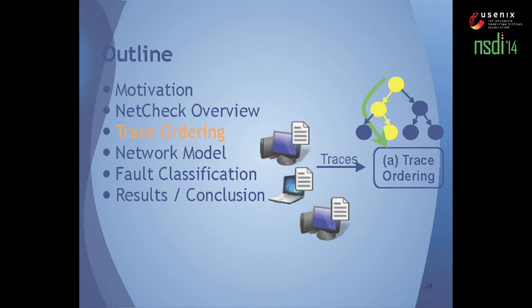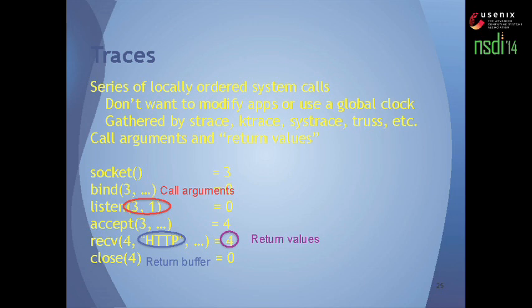Now I'm going to talk a little bit about trace ordering before I continue on with the rest of the talk. So basically, traces are a series of locally ordered system calls. You have an application running on a local system, and tools like strace will print out calls that are made and other information about them. We're not using anything where we have to modify applications to add extra tracing information or some kind of global clock, because we want to be able to use off-the-shelf black box applications and off-the-shelf black box networks.